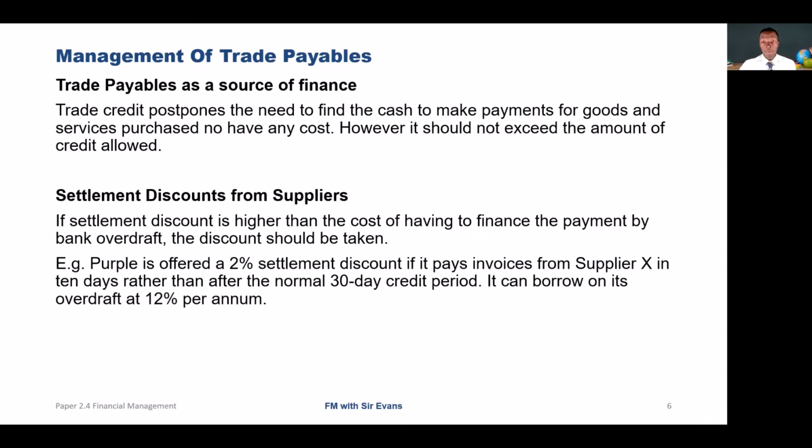So with this example, we'll be using the cost of settlement discount formula. The discount is 2%. The T is going to be 30 minus 10, so it is 10 days rather than after the normal 30-day credit. So it's going to be (1 + 2/98) raised to the power 365/(30 − 10), all of this minus 1. And this will give you 4.6%.